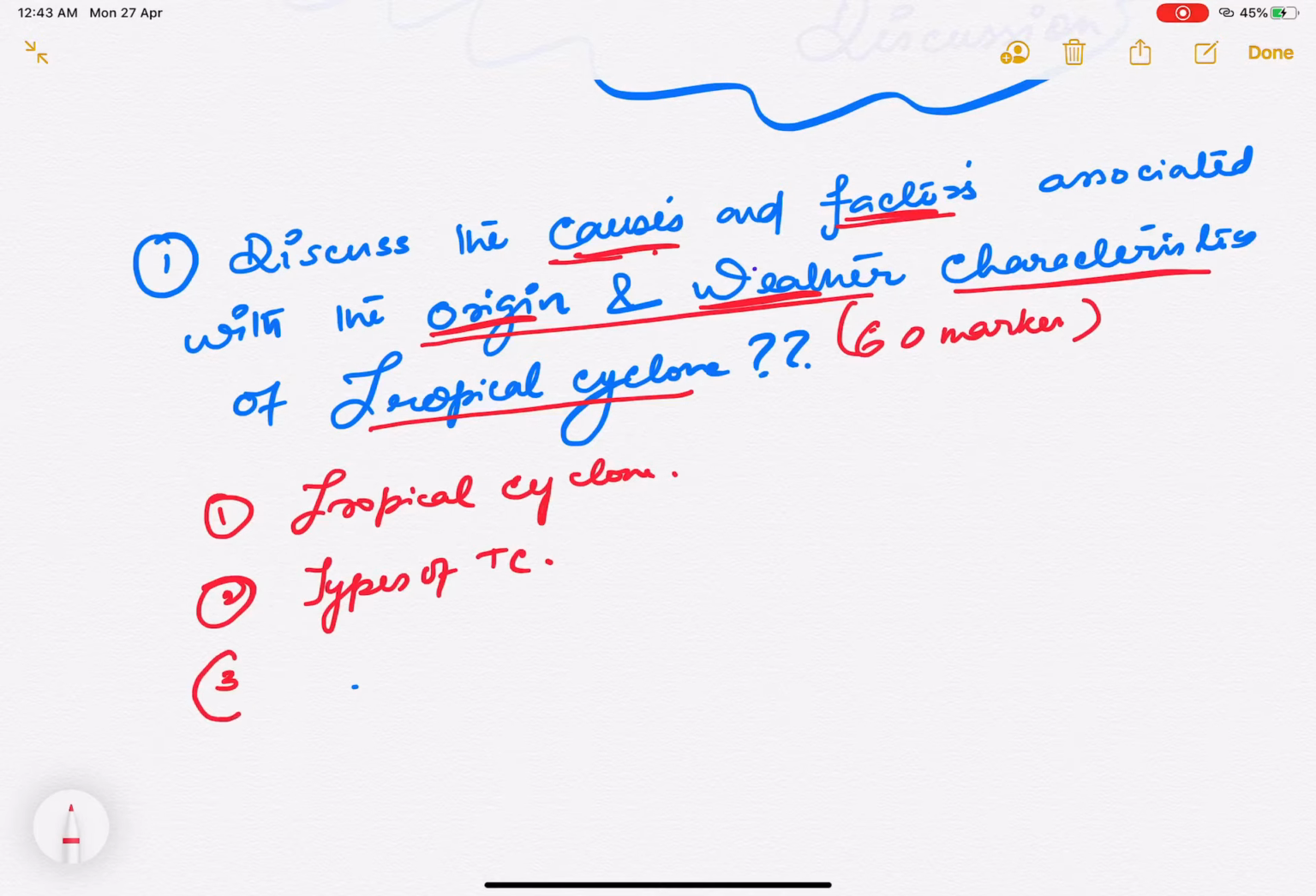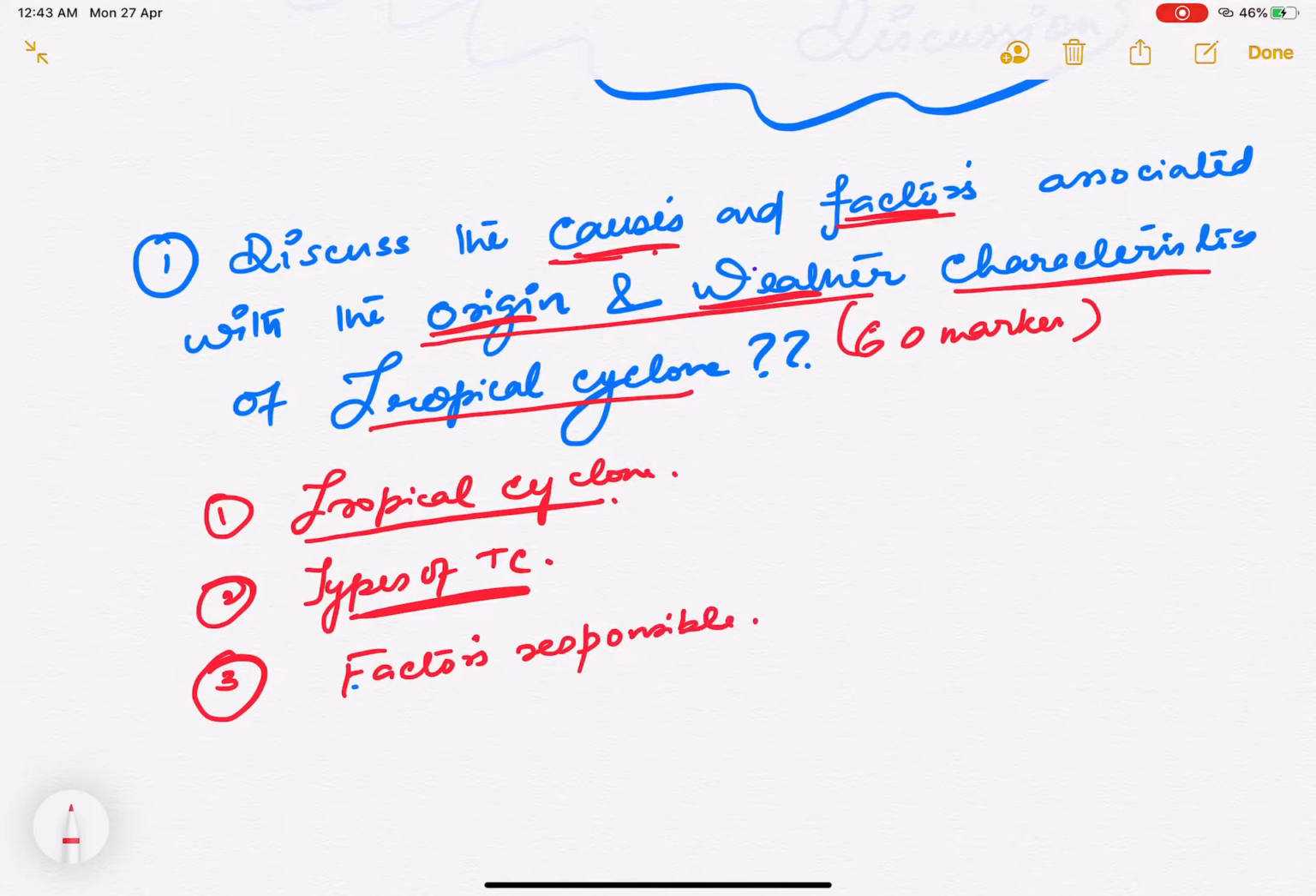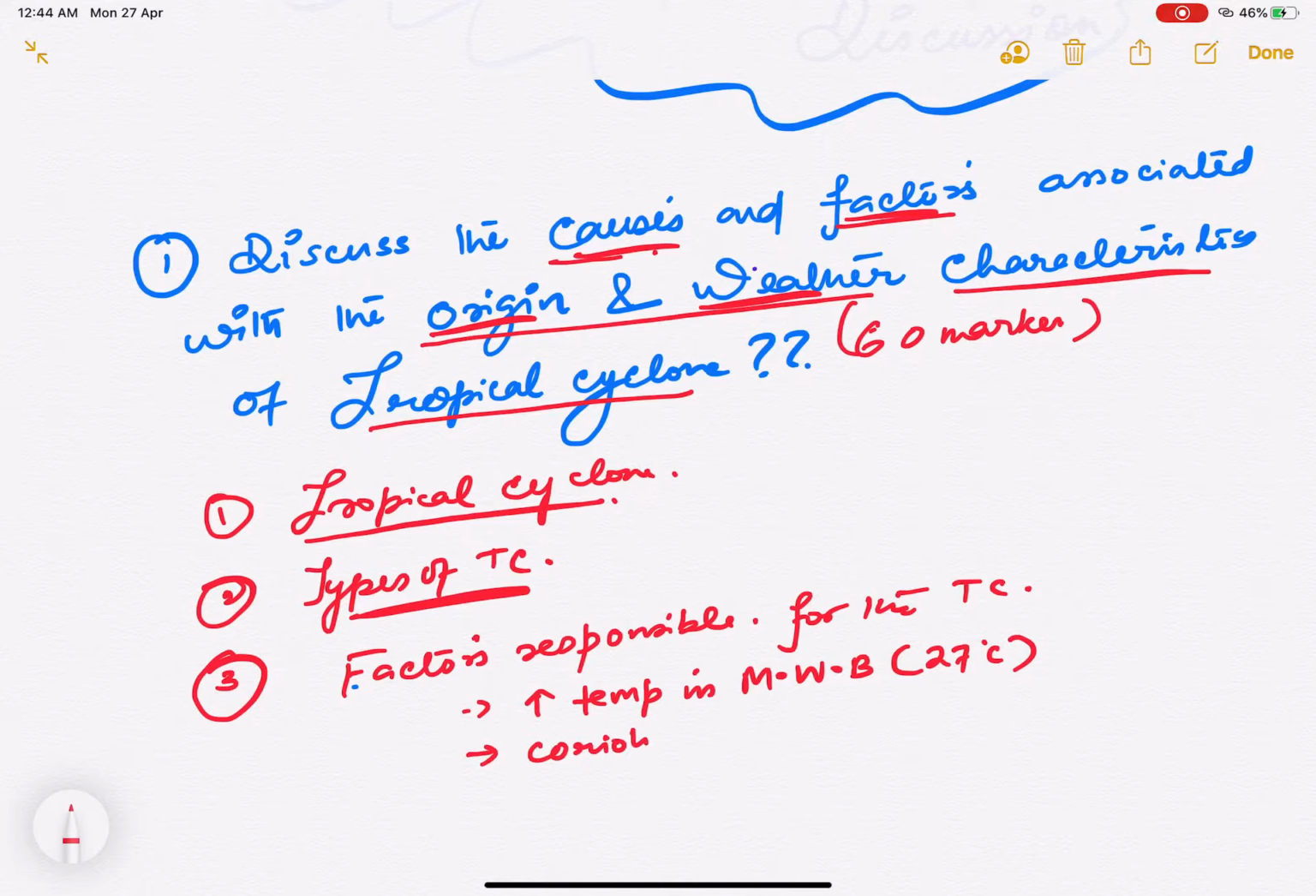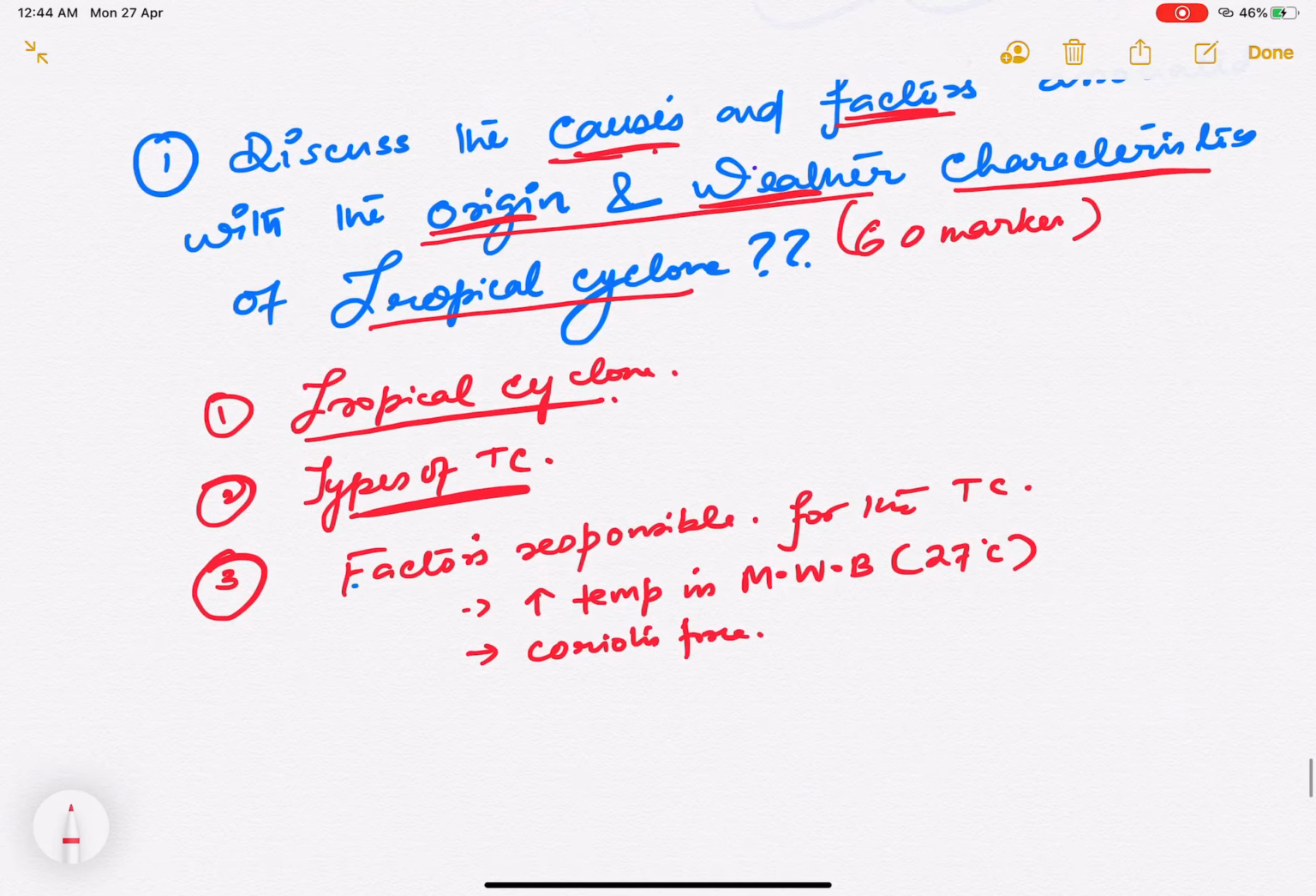Number three, factors responsible for the tropical cyclone. First, you need to give the rising temperature in marginal water bodies, 27 degrees centigrade. Next, presence of the Coriolis force. Coriolis force basically helps in deflection and in this circular movement.